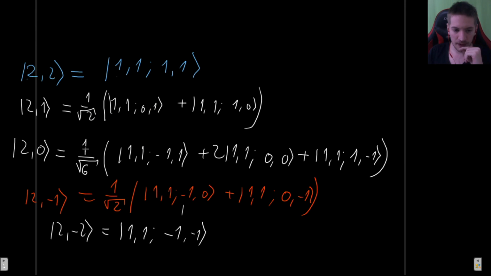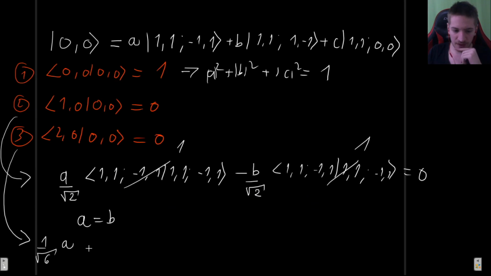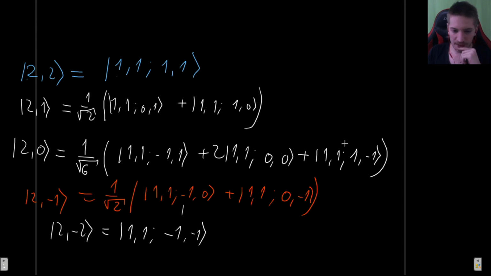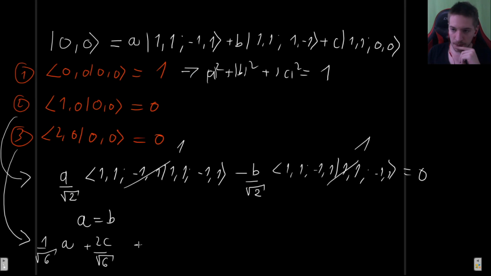What else do we have? Then we have the state 0, 0, which is 2 over square root of 6. So the state 0, 0, well, here we have a c, so we get plus 2c square root of 6. And finally, the last state is just 1 over square root of 6. So we get plus 1 over the square root of 6 times c. And all of this has to be equal to 0. Wait, I'm missing the b here. Sorry, I think that I made a mistake here.